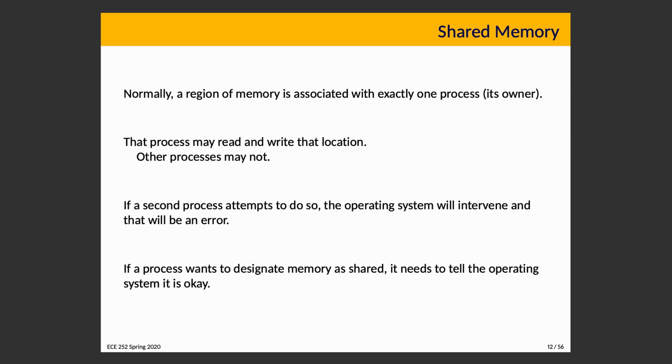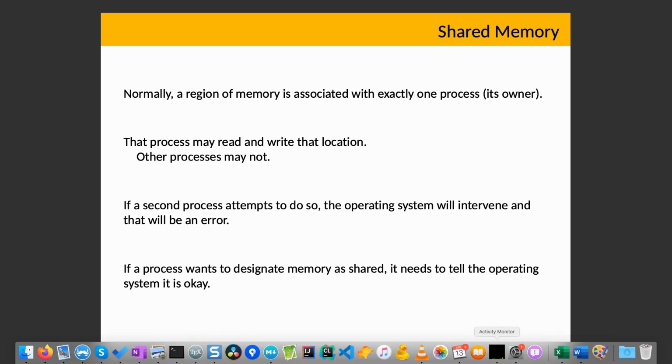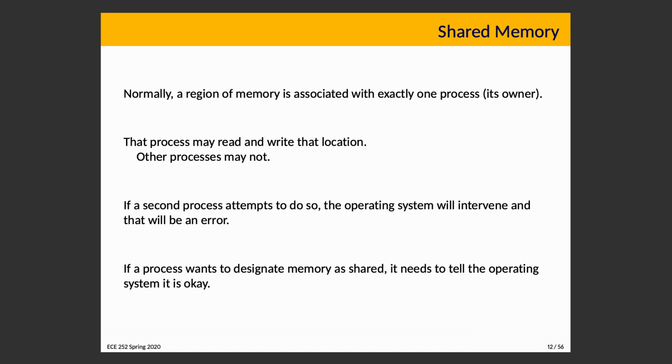Well, normally a region of memory is associated with exactly one process. That would be its owner, and that process is allowed to read and write that memory, and other processes are not allowed to. If a process tries to access memory that does not belong to it, well, that process gets a segmentation fault, and that usually crashes the program, so that's undesirable, and you don't want that. If you want to designate memory as shared, you have to tell the operating system that it's okay, otherwise it doesn't do the right thing for what you need.